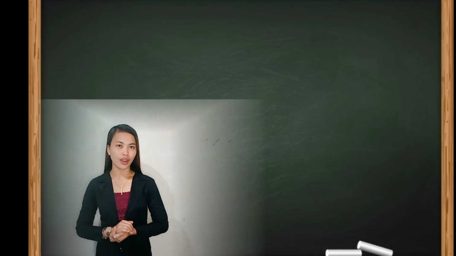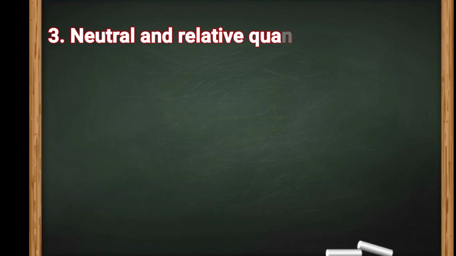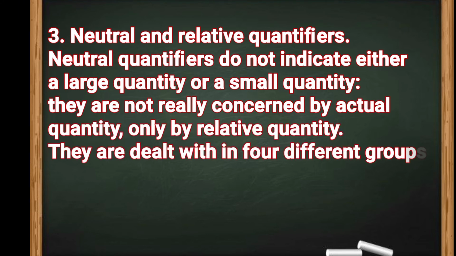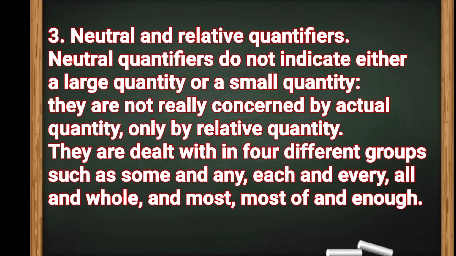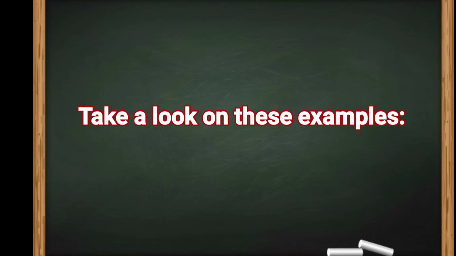And lastly, here are the neutral and relative quantity quantifiers with examples. Lastly, we have the neutral and relative quantifiers. Neutral quantifiers do not indicate either a large quantity or a small quantity. They are not really concerned by actual quantity, only by relative quantity. They are dealt with in 4 different groups, such as some and any, each and every, all and whole, and most of, and enough.